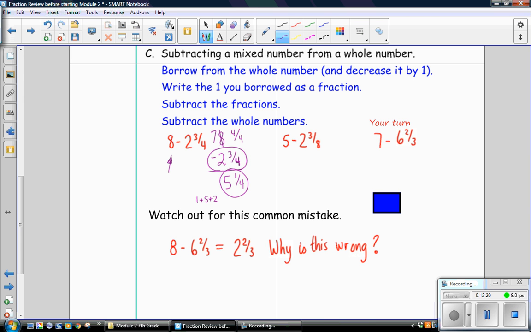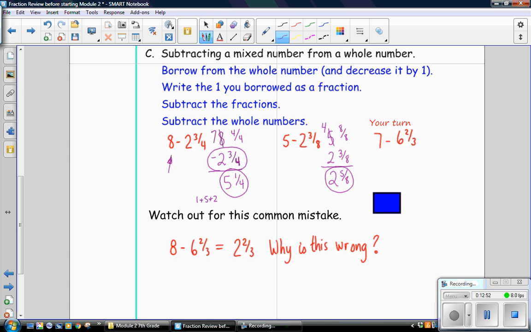In our next problem, write the problem vertically, 5 minus 2 3/8. In order to take away 3/8, you need to borrow 1 from the 5. When you borrow 1, that becomes a 4. When you write that 1 down, you write it as a fraction, 8/8. Now subtract your fractions. 8/8 minus 3/8 is 5/8. And 4 minus 2 is 2. The answer is 2 5/8.